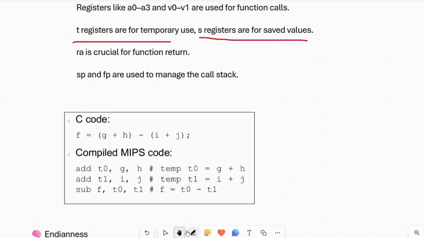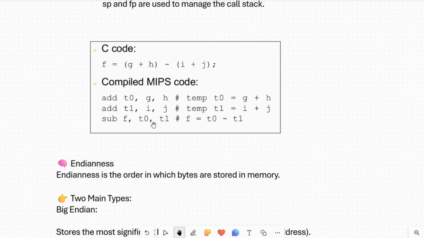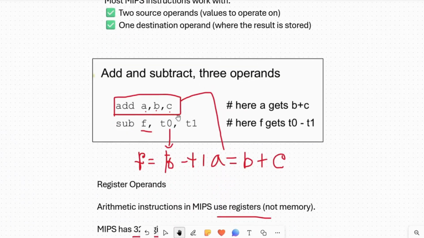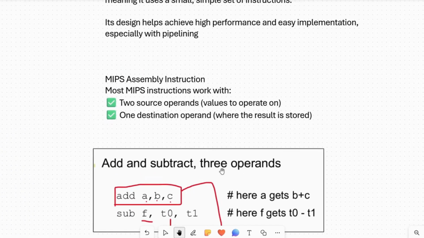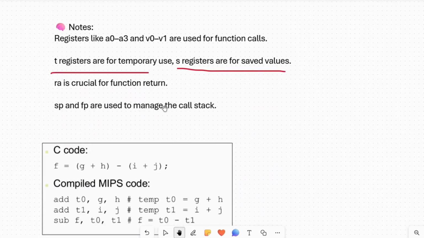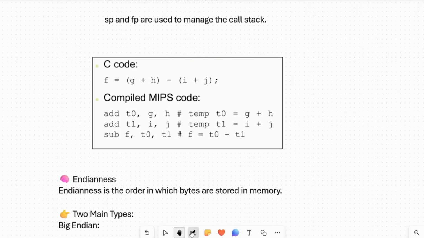So for a C program, F equal to G plus H minus I plus J. You already know we only calculate; this is the calculation. How do we calculate? We can use a maximum of two source operands. So this is our source operand, this is a source operand, and this is the destination operand. Whenever we use MIPS, we only use two source operands.